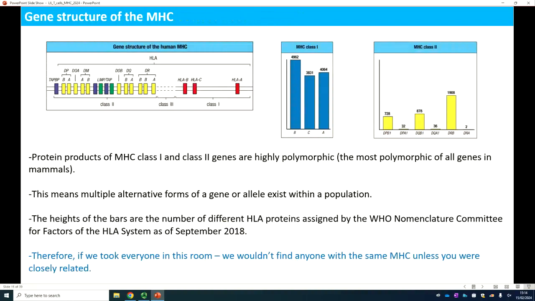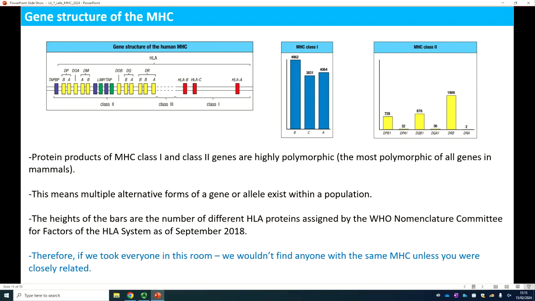If we look at the actual structure of the human MHC, this is the gene loci here. You can see we've got class 1 and class 2. There is class 3, but don't worry about it. You don't need to know it for these lectures, so we'll just focus on MHC class 1 and class 2. For class 1, we've got HLA-A, B, and C, and then a little bit more complicated structure for class 2.